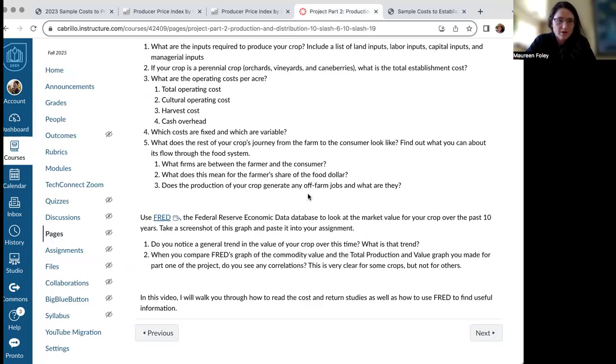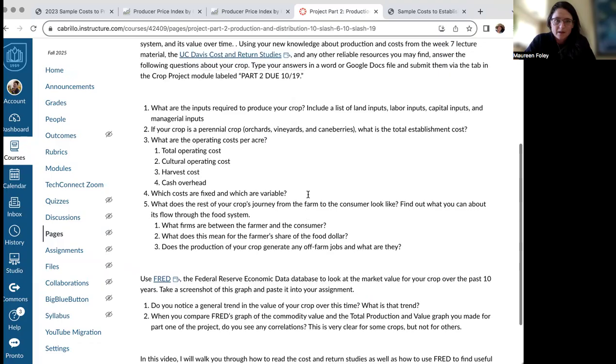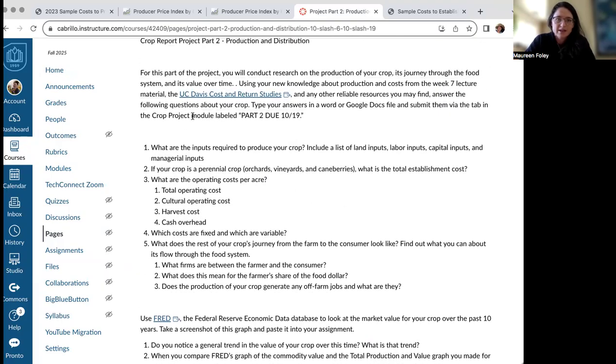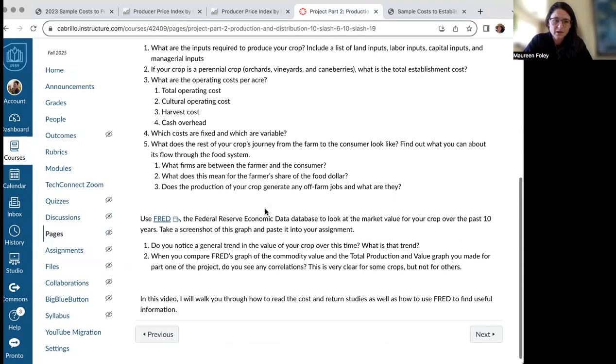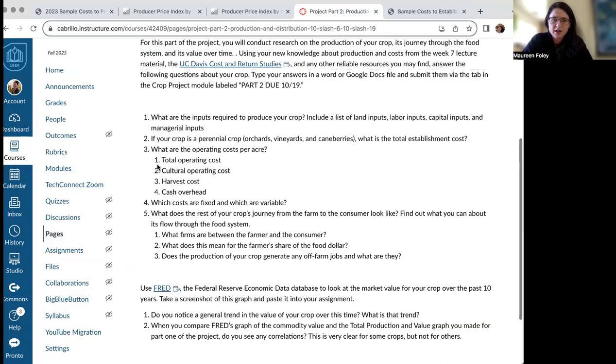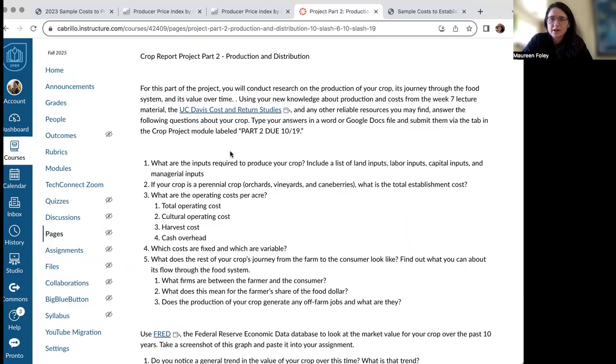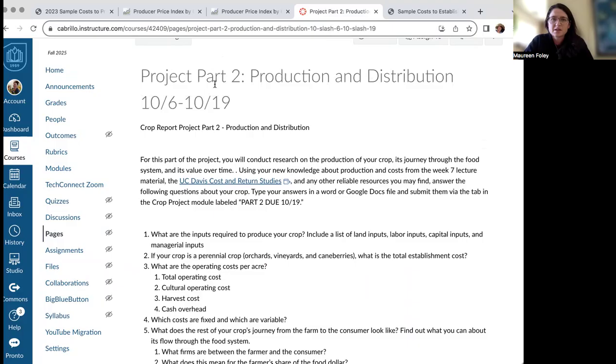Okay, so like I said, this part is due on the 19th, and what is due is a summarized answer to each of these questions. Make sure you label numbers 1, 2, and 3 so that I know what I'm looking at. And then the FRED data, and turn that in as a PDF in the assignment, which will be right under the tab for this project part 2 tab.